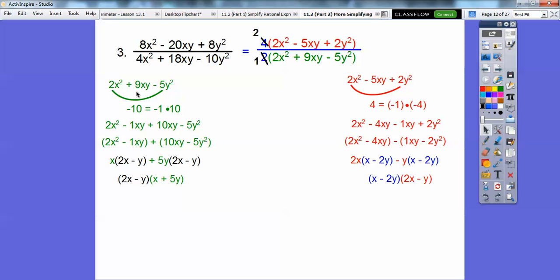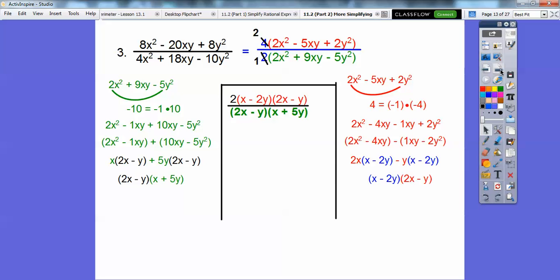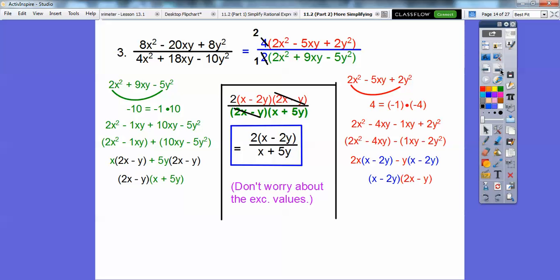Did the same over here. I factored that. So here's the bottom, the denominator. So I'm going to put this in the denominator. I'm going to put this in the numerator up next to that 2 right there. So there it is right there. And then looks like the 2x minus y's will cancel each other out. And then there's the simplified version right here. When you have different variables, don't worry about the excluded values on this one. I did want to show you one with different variables on that.